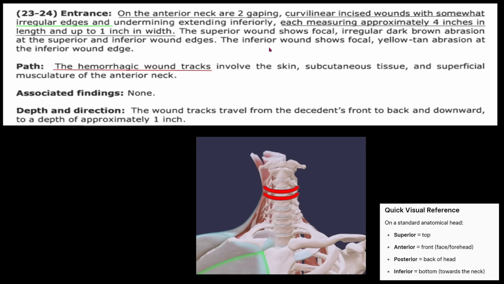Dark brown abrasions, yellow tan abrasions. It's hemorrhagic, so this happened as she's being attacked. This isn't post-mortem, and it went to a depth of 1 inch. Now, here's what I find interesting. This wasn't post-mortem. I can pretty much guarantee you that Maddie was attacked first. Maddie is unalived at this point. So after they do this, they then go over to Maddie.